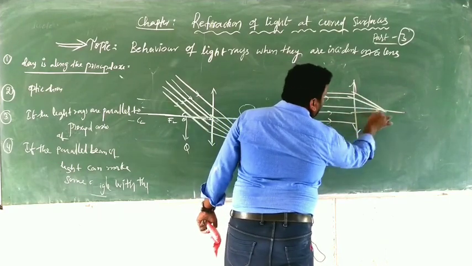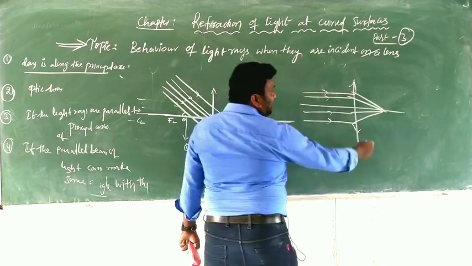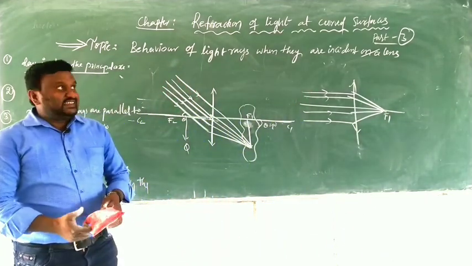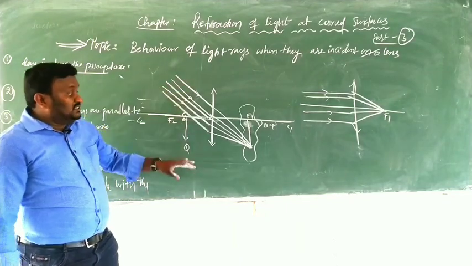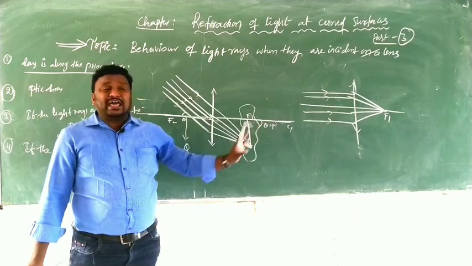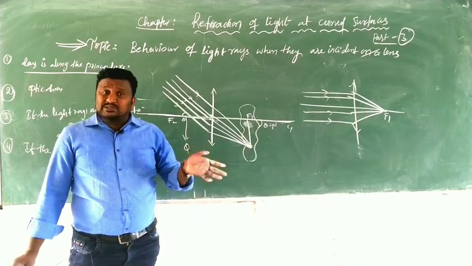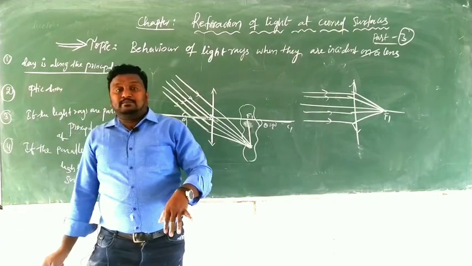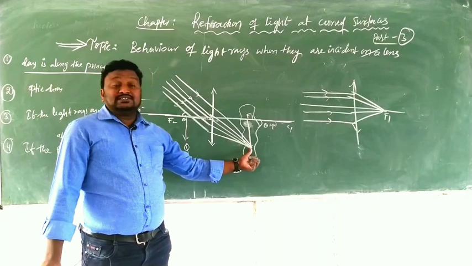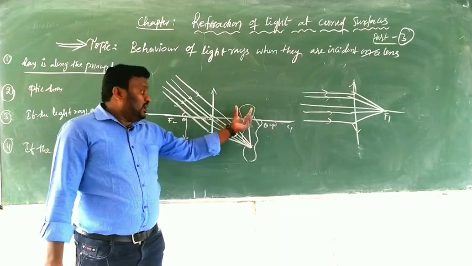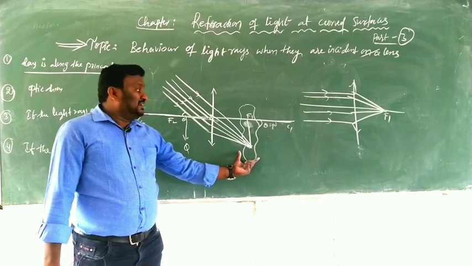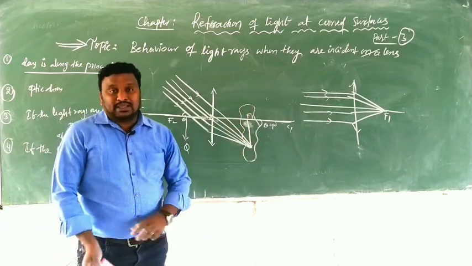After refraction, they should meet at one point. That should be the focal point F1. Clear? But in this case, after refraction, they are meeting at one point, but it is not on the principal axis. That should be in the focal plane. So at this point, we are drawing one plane. Clear? That is nothing but the focal plane.